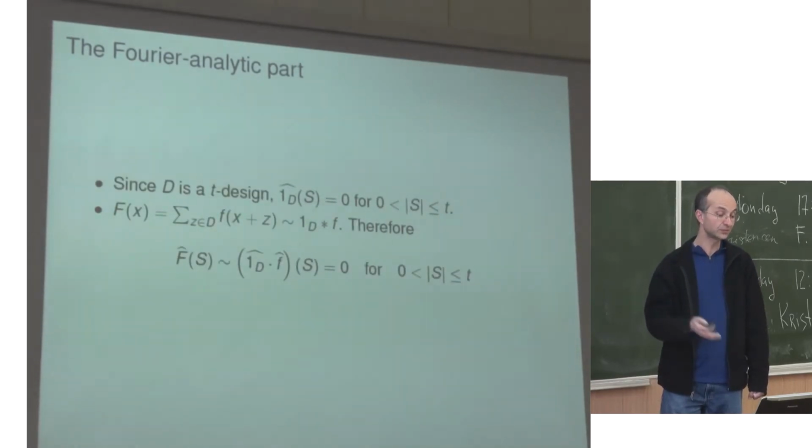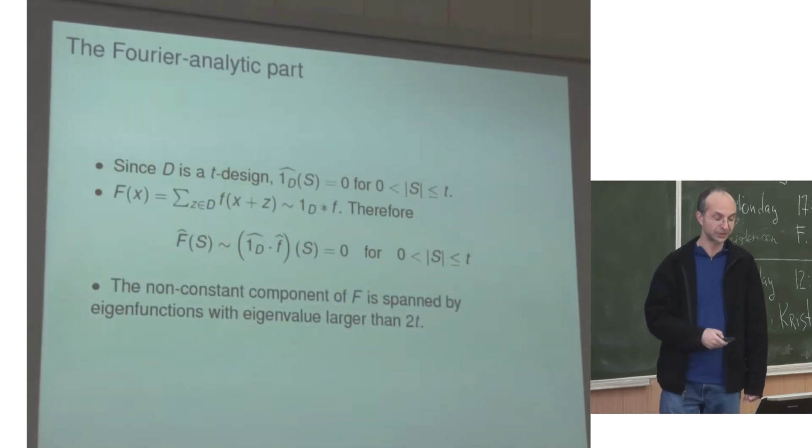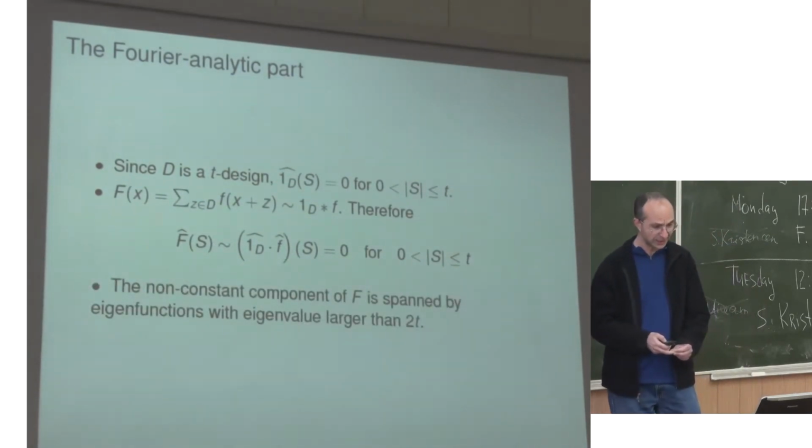And therefore, as we know, convolution takes Fourier transform to products, and therefore this property holds also for capital F. Its Fourier transform is orthogonal to all the low characters. It has small Fourier coefficients vanishing, and therefore the non-constant, non-trivial component of F is spanned by eigenfunctions, by characters, supported on sets S which are larger than T, and their eigenvalues are larger than 2T.